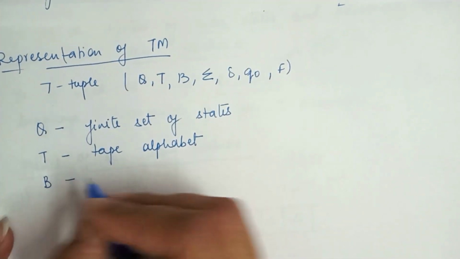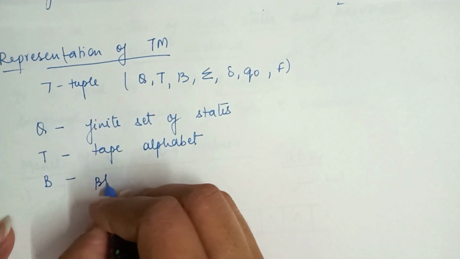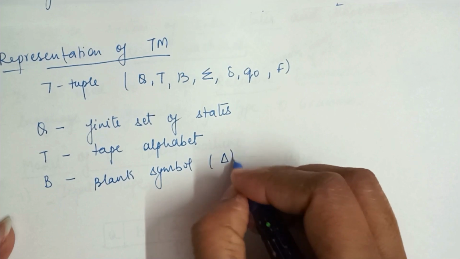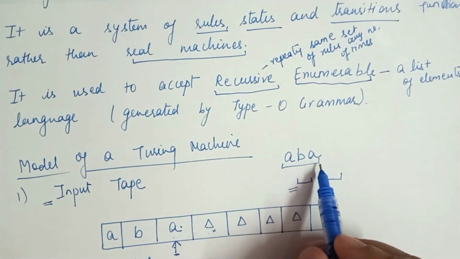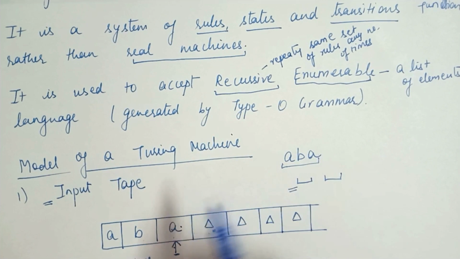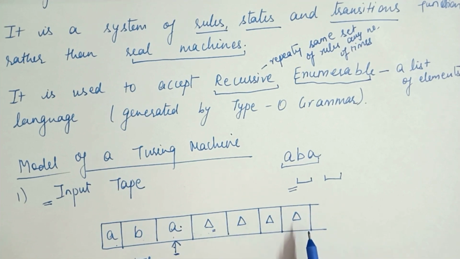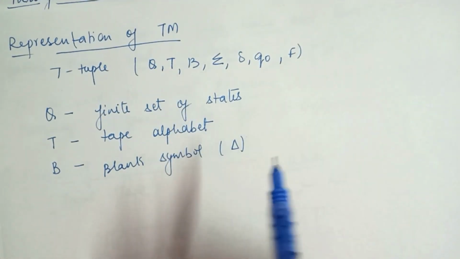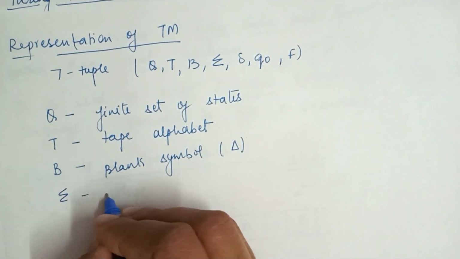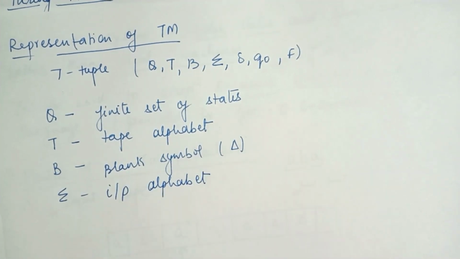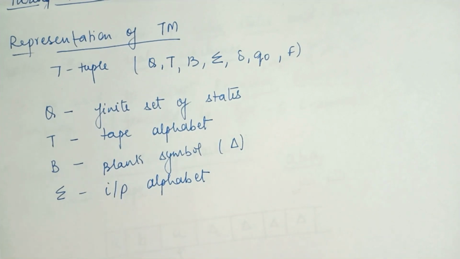Now B, capital B, is the blank symbol that we represent by delta. The input string that we have, we place it one symbol per cell, and the remaining empty tape is filled by the blank symbol. So B is the blank symbol. Now sigma is the input alphabet, the symbols which are a part of the input alphabet.